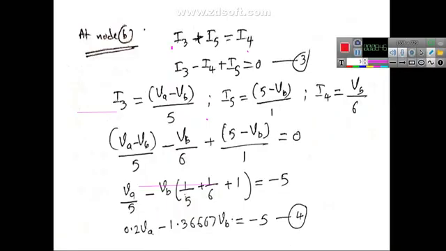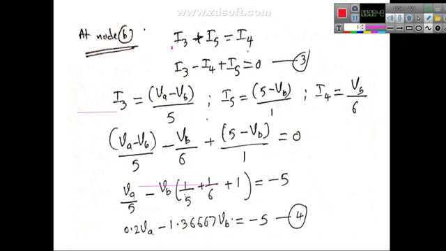Now corresponding to node B, you have I3 plus I5, those are nothing but your incoming currents, and I4 is your outgoing current. So if you rearrange, I3 minus I4 plus I5 is equal to 0. You know the expressions for I3, I4 and I5, just substitute these values in this equation, expand and simplify. You will get this equation: 0.2 VA minus 0.3667 VB is equal to minus 5. So that you can call equation number 4.